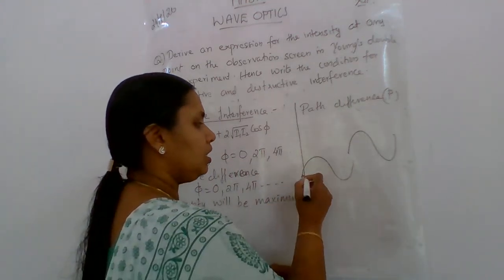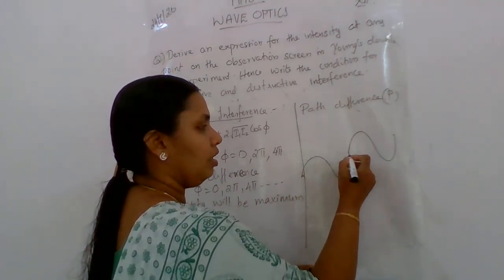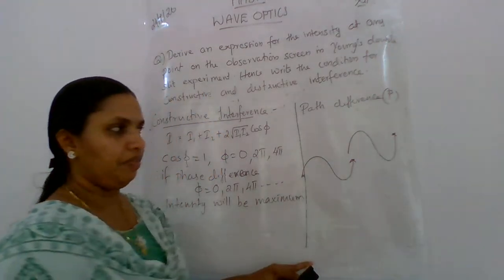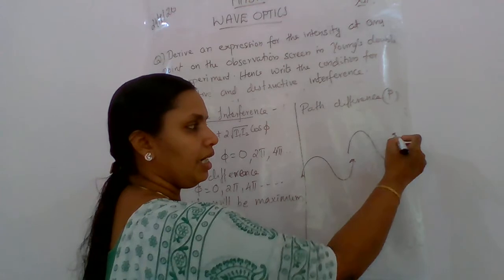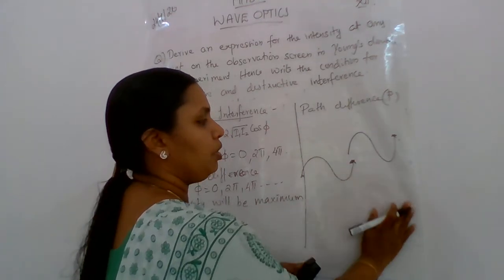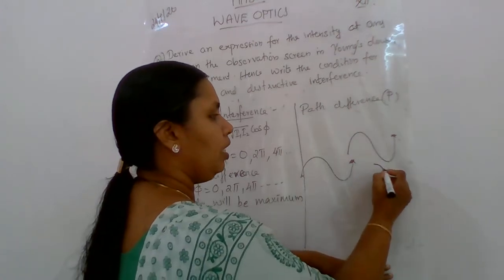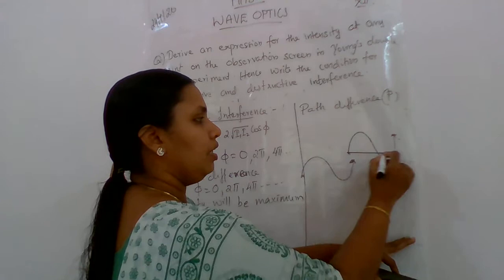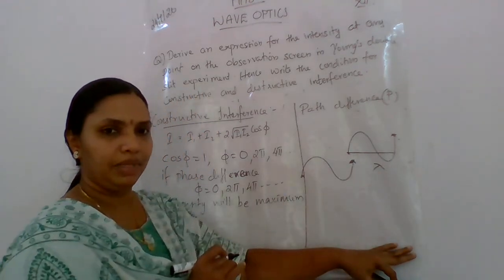So here this is the starting point of one wave and this is the starting point of the other wave, isn't it? It started from here and reached here. So what is the difference between these two points? The difference between these two points is equal to lambda, which is the length of this wave.